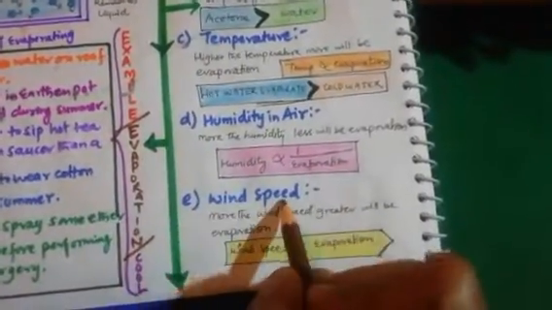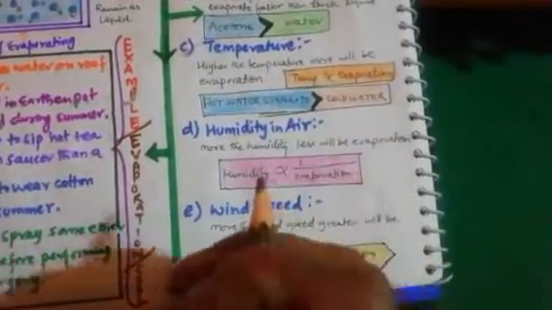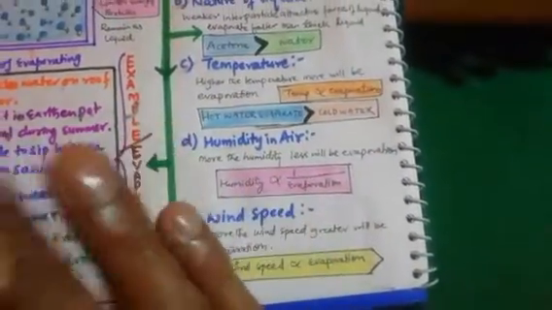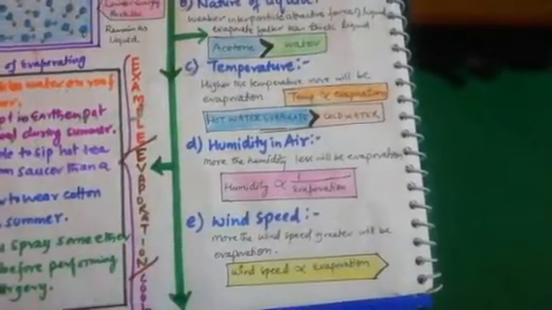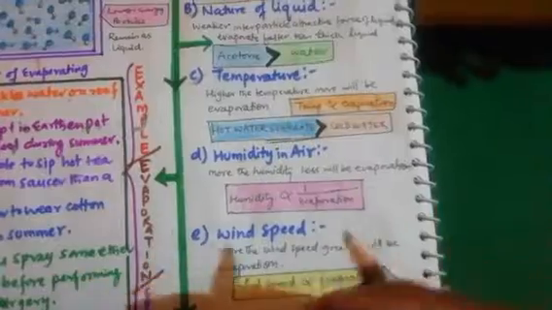So fifth is wind speed. Wind speed is the speed of air. Okay, there is air, there is breeze, there is wind. Air is like constant, which is the air present in our room, and breeze is a little bit gently moving, and wind is fast moving.